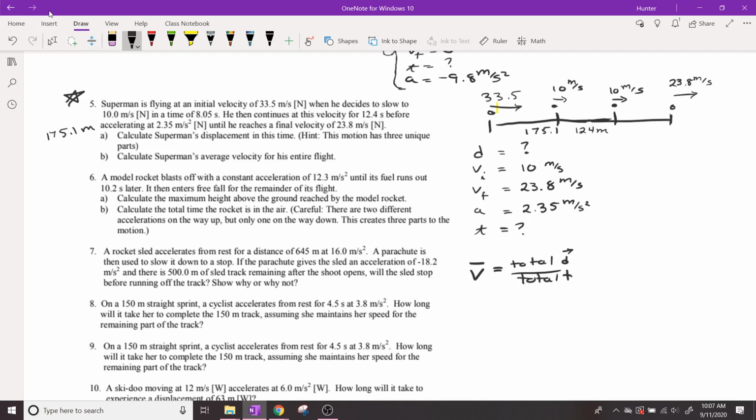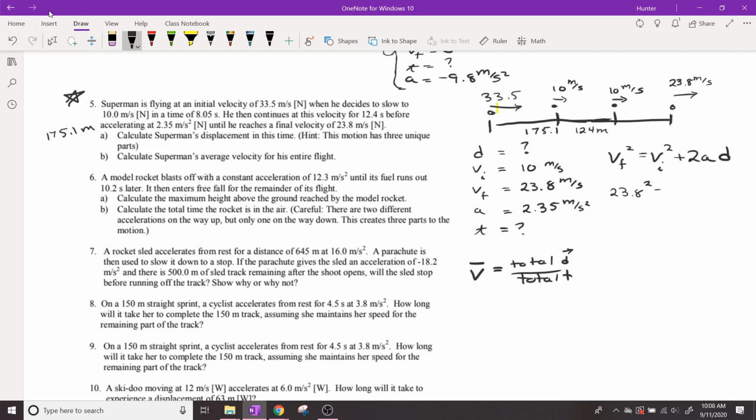Okay, so we have VF squared. Let's see if we've got everything that we need. VF squared equals VI squared plus 2AD. I'm looking and I'm seeing VF is 23.8 meters per second. Do we have time? No, we need the distance. I think you're doing it right.